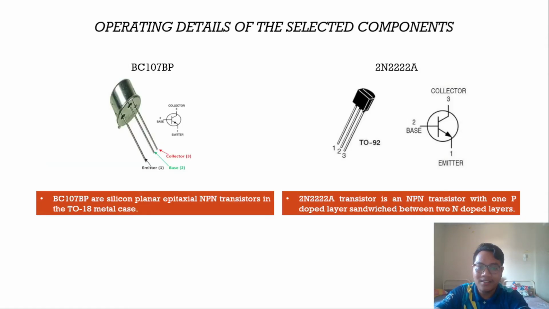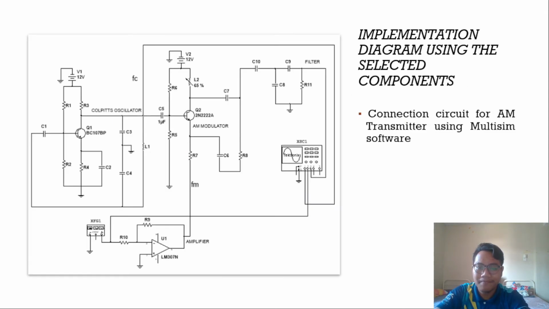Operating details of the selected components. The transistor is an NPN transistor with one P-doped layer sandwiched between two N-doped layers.